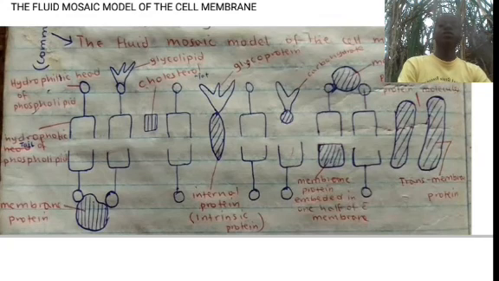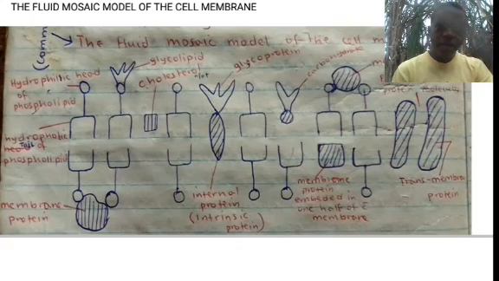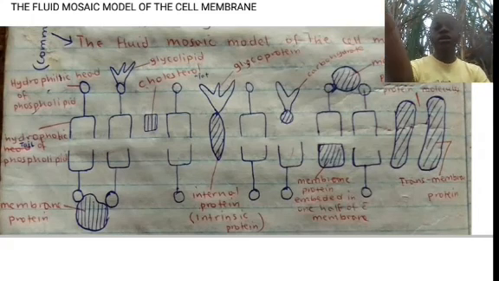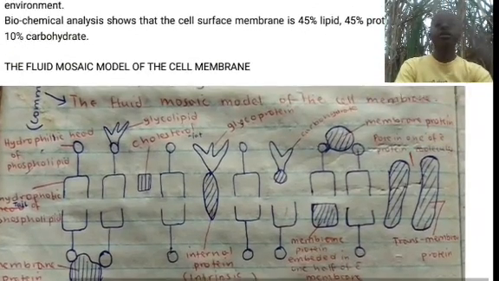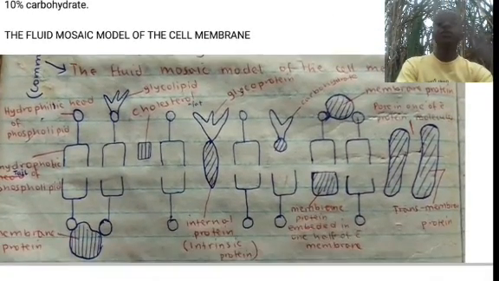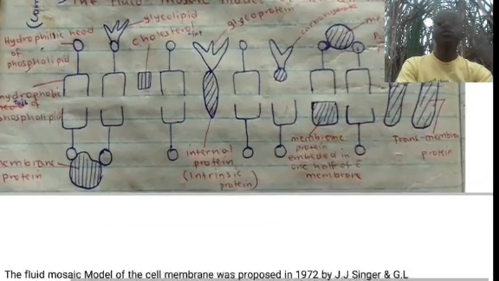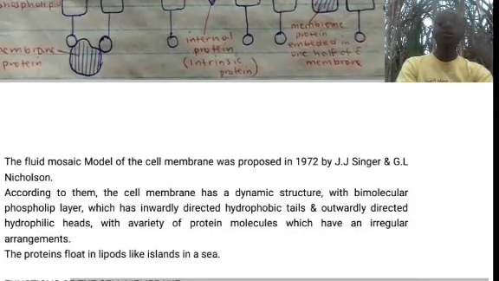But here we have to check the structure of the cell membrane, because we looked at very many different cell organelles. We looked at how they are made. Now we're also going to look at how the cell surface membrane is made. That is what we call the cell surface membrane, and it is called the fluid mosaic model.